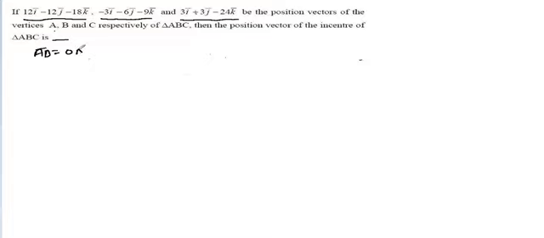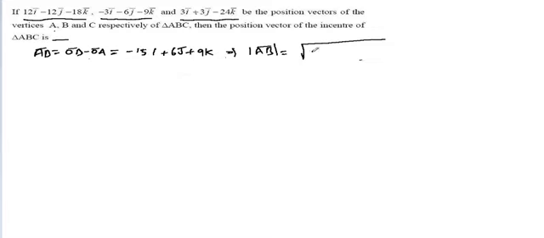AB bar is equal to OB bar minus OA bar, that is minus 3i minus 12i, that is minus 15i, minus 6j plus 12j, that is plus 6j, minus 9k plus 18k, that is plus 9k. Now modulus of AB bar is equal to under root of 15² that is 225, 6² 36, 9² 81, that is equal to root over 342. And find BC bar.